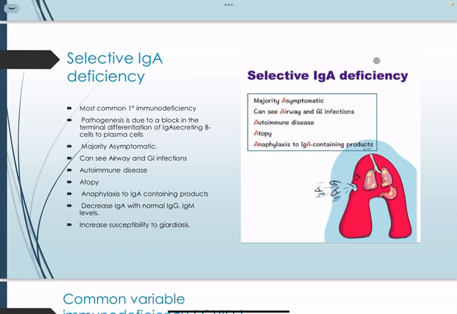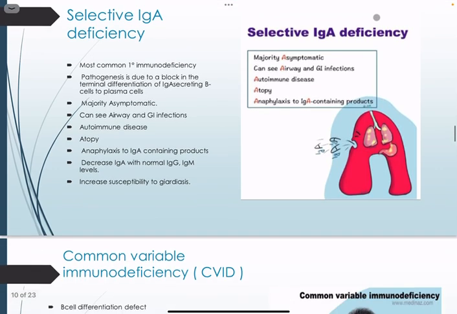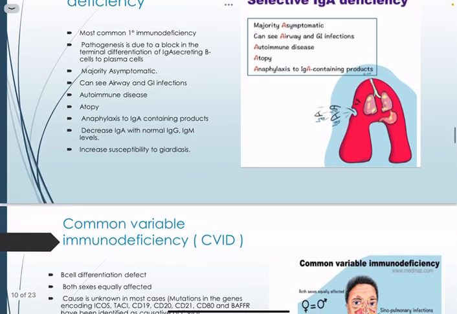A minority of them might have some problems like recurrent GI infections and respiratory infections, because we know the role of secretory IgA as one of the important defense mechanisms in our airways and the GI tract. People with selective IgA deficiency will also have some autoimmune disorders, atopic disease like eczema and asthma, and they will react with anaphylaxis to any IgA-containing blood product.